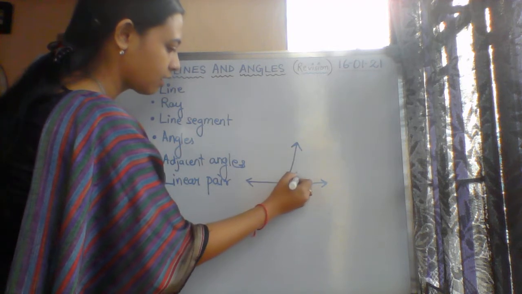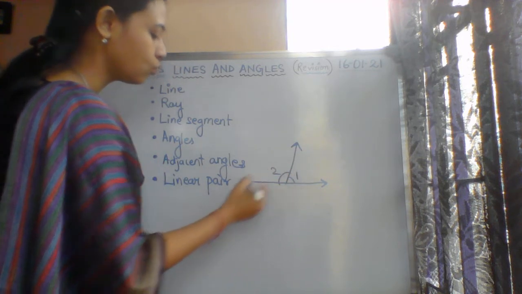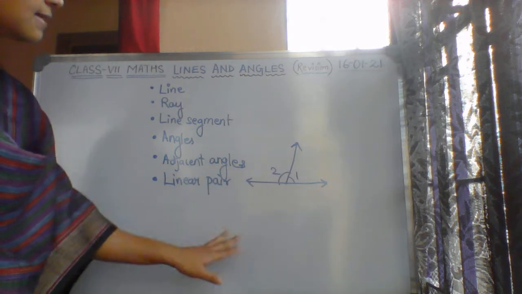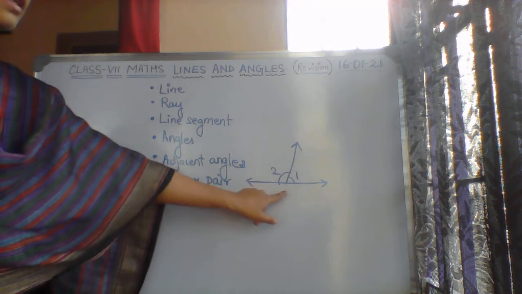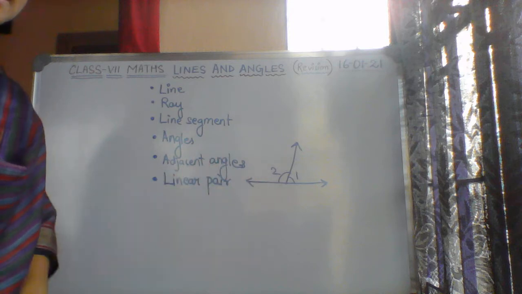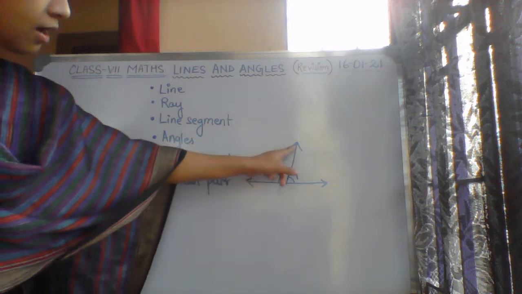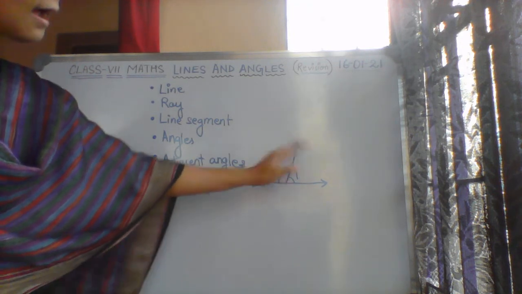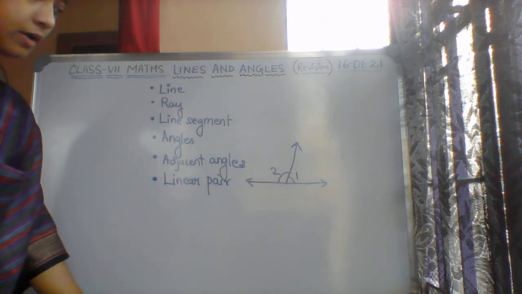Okay, so it is like this. Here we are having angle 1, here we are having angle 2. So you can easily see they are adjacent angles. Yes, angle 1 and angle 2 are adjacent angles because this is the common arm and the uncommon arms are on either side of the common arm.